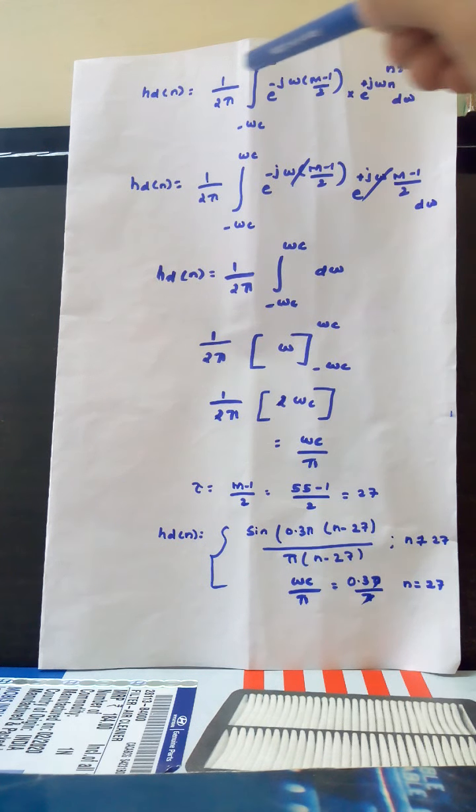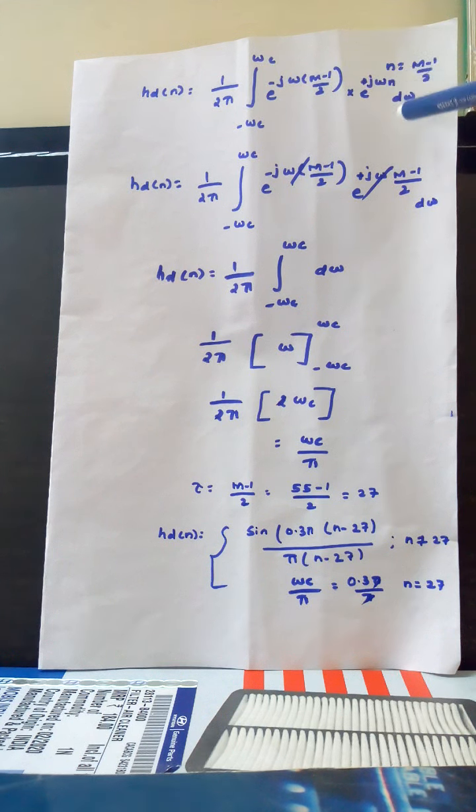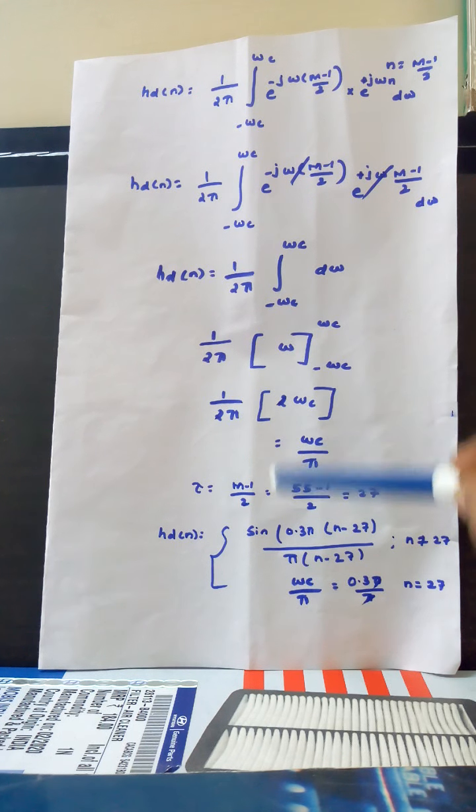In this, the general equation is e to the power of minus j omega (m−1)/2 into e to the power of plus j omega n into d omega, correct? Here n will be replaced by (m−1)/2. If you substitute it, both the terms get cancelled and we are left with d omega. Integrating and substituting the upper limit and lower limit, we get omega c divided by pi.